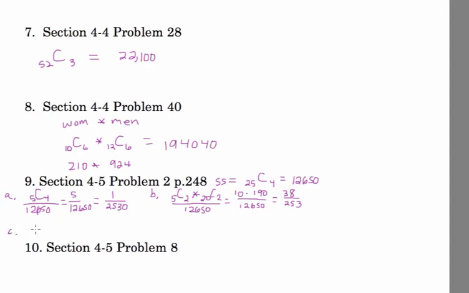Part C, all parents. How many different ways can I pick a committee of all parents? Well, there are 20 parents, and I'm choosing 4 of them for the committee. So 20C4 is the number of ways to pick out your 4 people of your committee, if they're all parents. And then to find the probability, we need to divide that by the total number of items in our sample space.